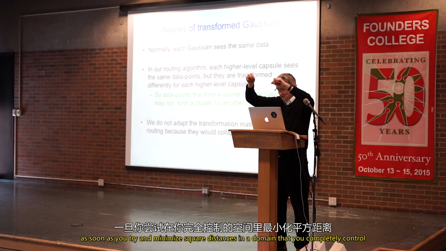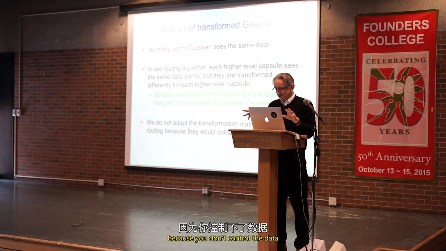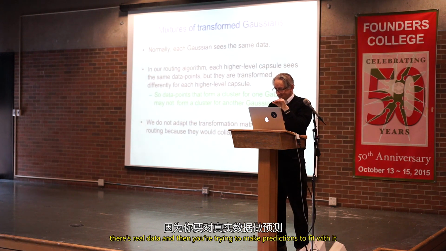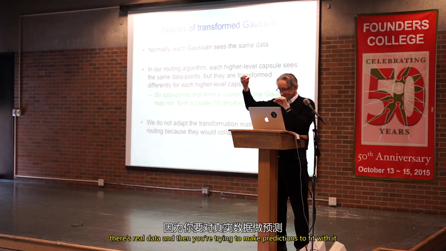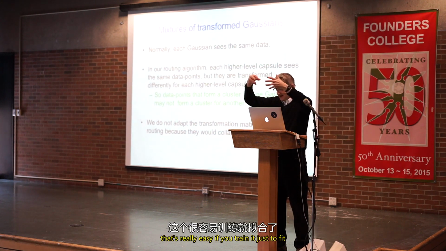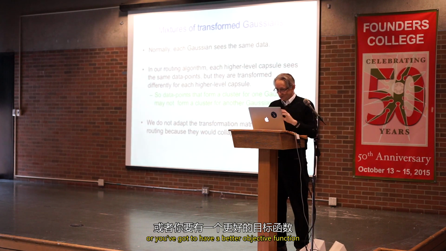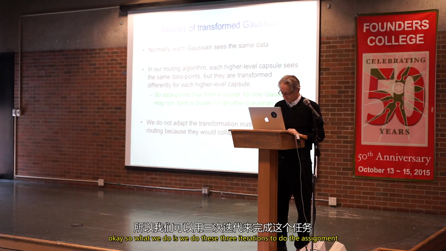As soon as you try and minimize squared distances in a domain that you completely control. If you minimize squared distances when you reconstruct the input, that's fine, because you don't control the data. There's real data, and then you're trying to make predictions that fit with it. But if you've got two different things making predictions, you want them to fit, that's really easy if you train it just to fit. You've got to train it discriminatively so it doesn't collapse. Or you've got to have a better objective function.